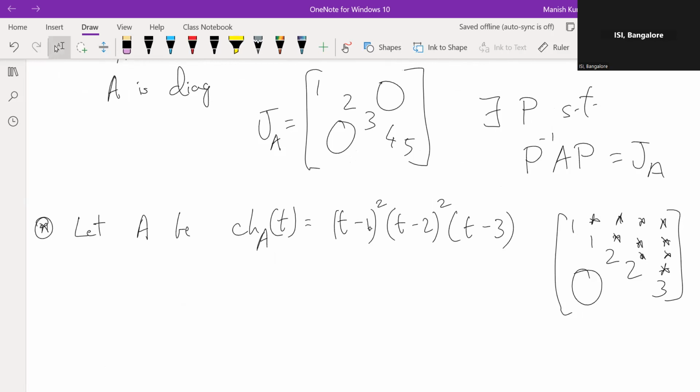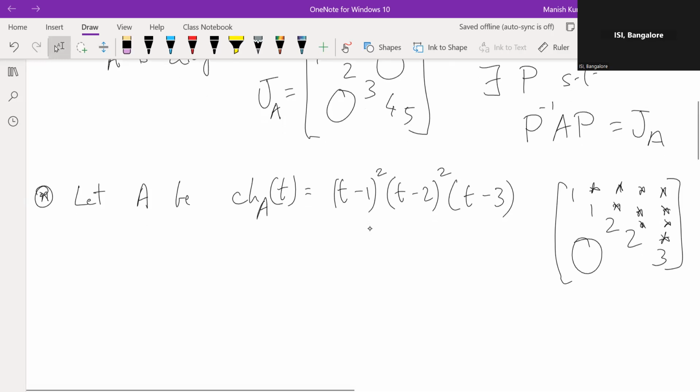Then of course there are many possibilities. So what are the possibilities for the Jordan form? Which Jordan block can you determine? For which eigenvalue can you determine the Jordan block? Let's start with that.